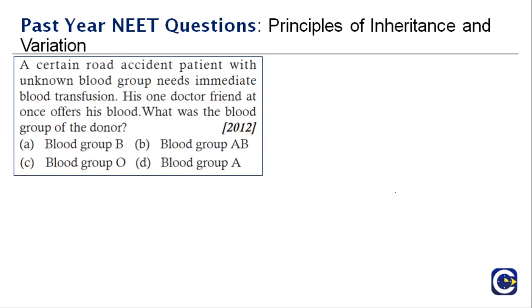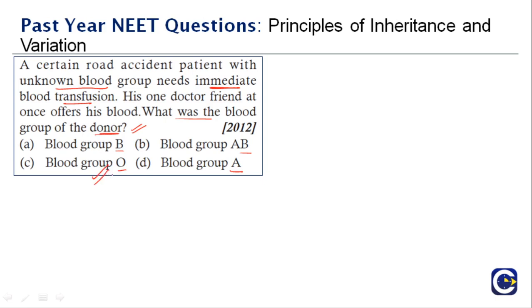A certain road accident patient with unknown blood group needs immediate blood transfusion. His one doctor friend at once offers his blood. What was the blood group of the donor? So here you have to really keep in mind that the blood group of the donor should be one that does not elicit an immune response. So what will be the answer? Is it B, AB, O or A?